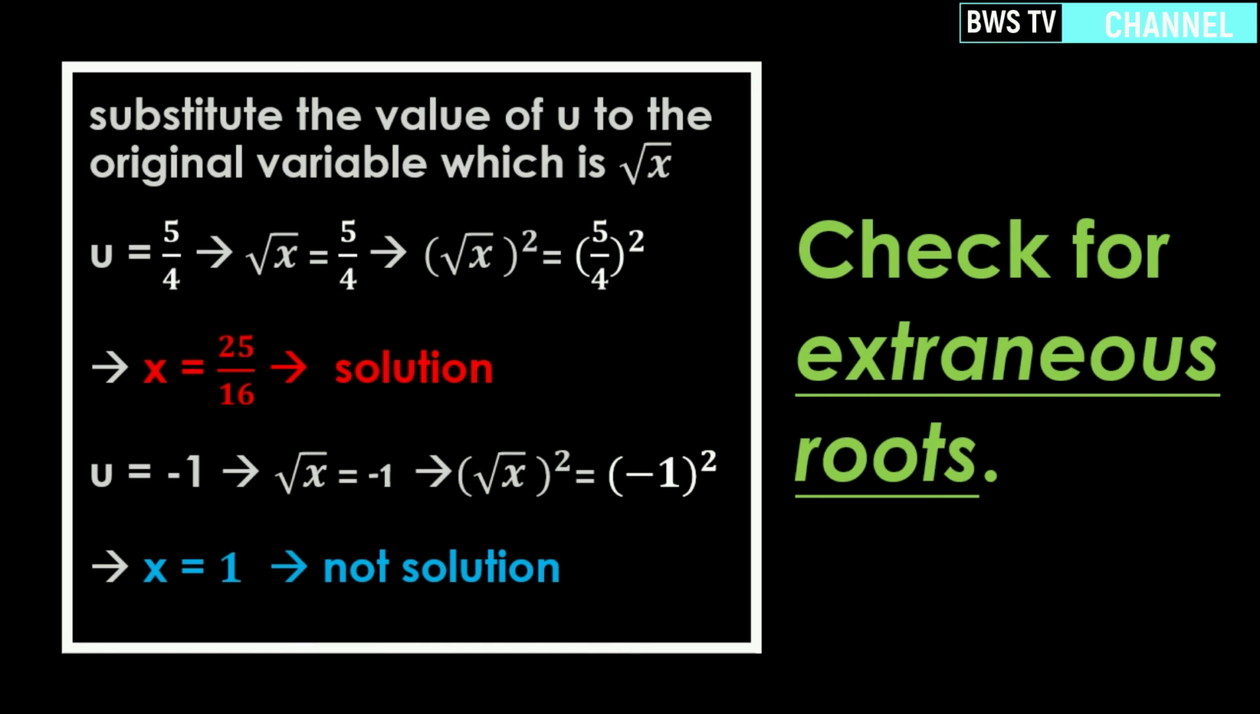So, in this problem, we have an extraneous root. That means it will not satisfy the given equation. Even though we find the value of x, it will not satisfy the given equation. Only 25 over 16. Okay, that's all, and thank you.